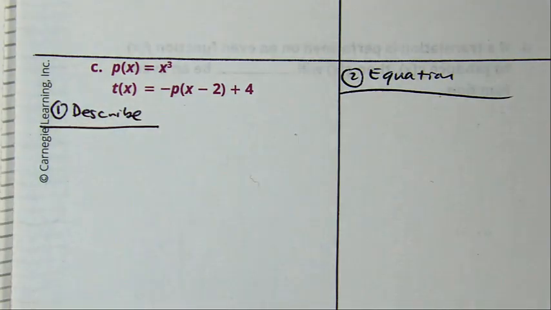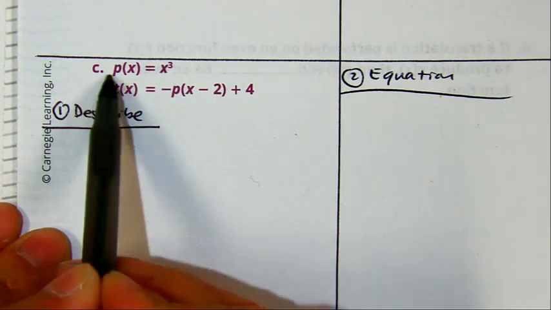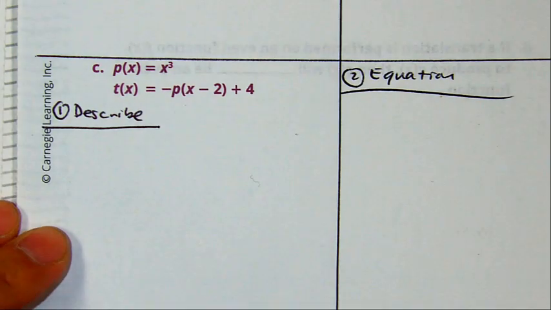Describe for us some things you see from t of x. So this is the parent function, child function. Just give me one observation.